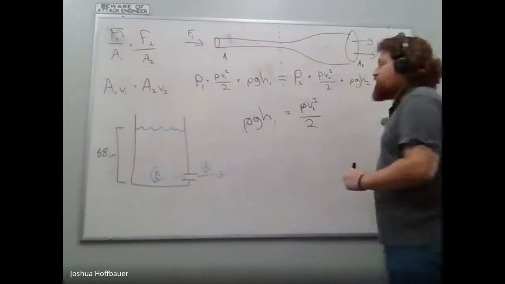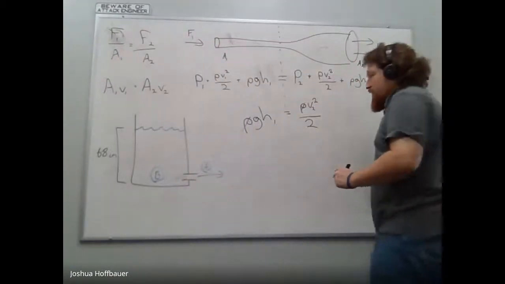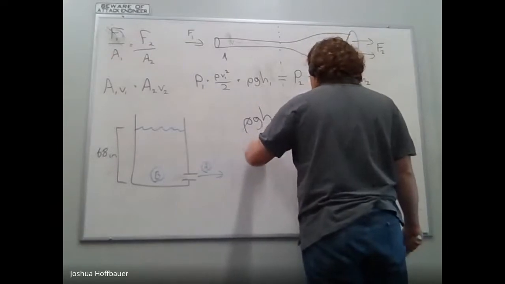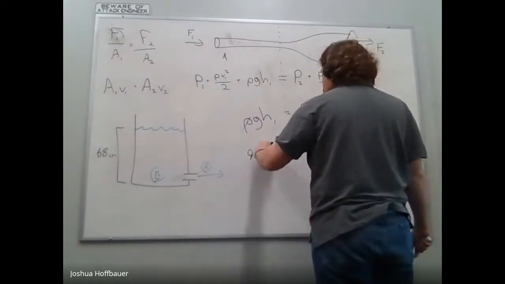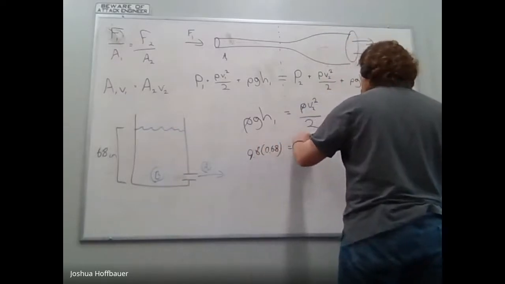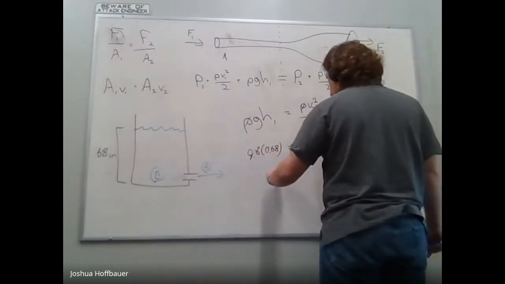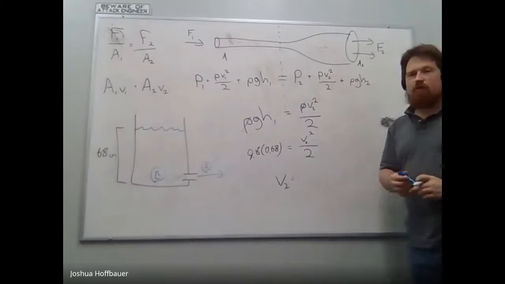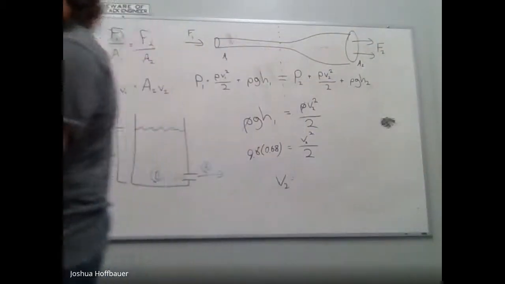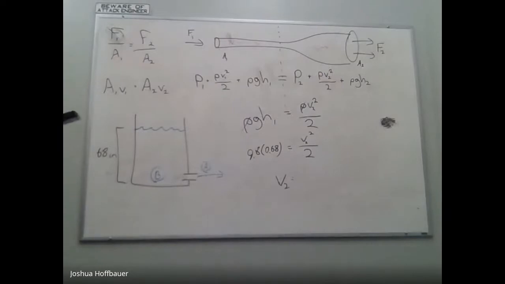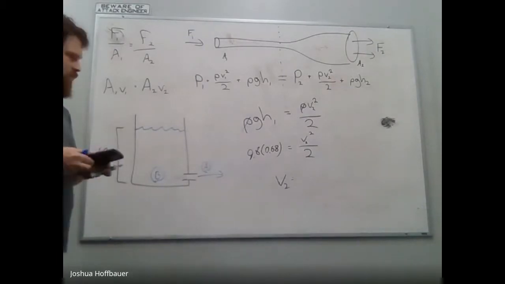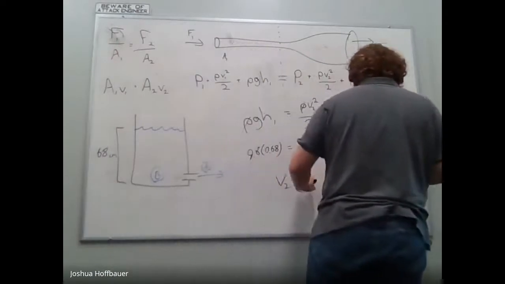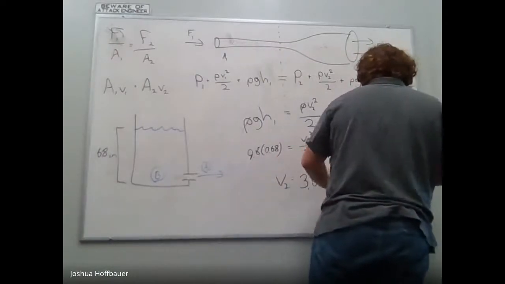And now we can just solve for the exit velocity of the Gatorade. So we have 9.8 times 68 centimeters, that's going to be 0.68 meters, equal to final velocity squared over 2. We're going to multiply both sides by 2 and then take the square root of both sides. And that should give us a final velocity of 3.65 meters per second.